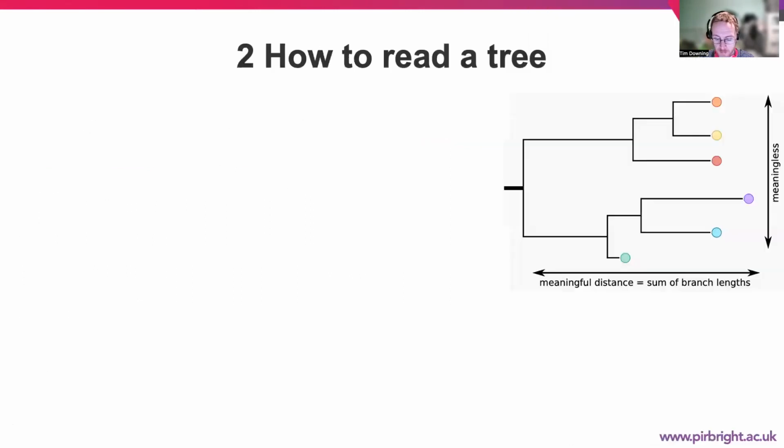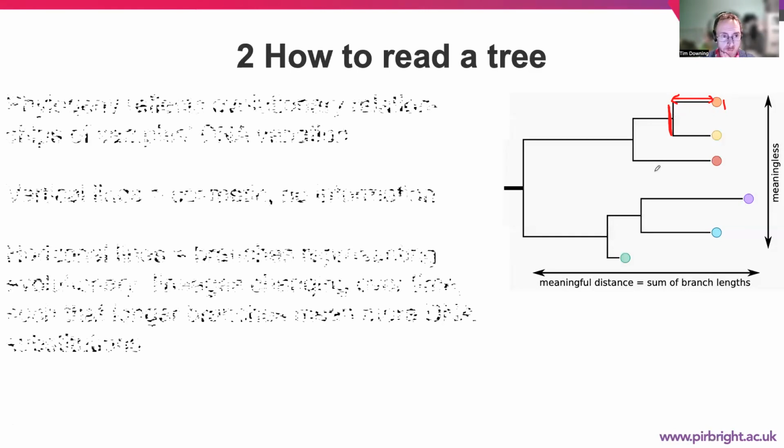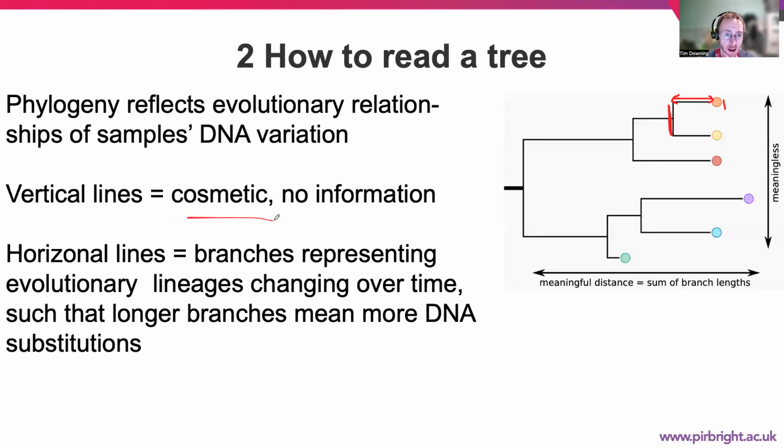So you might be most familiar with trees like this, where you think about the branch lengths, where the horizontal distances are meaningful. They denote the mutations that occur on this lineage leading to this orange sample, whereas the vertical ones are just cosmetic. So we can scale this up and down depending on the number of samples we have and how we want to represent this diversity that's present. So those vertical lines are cosmetic and horizontal lines are meaningful.